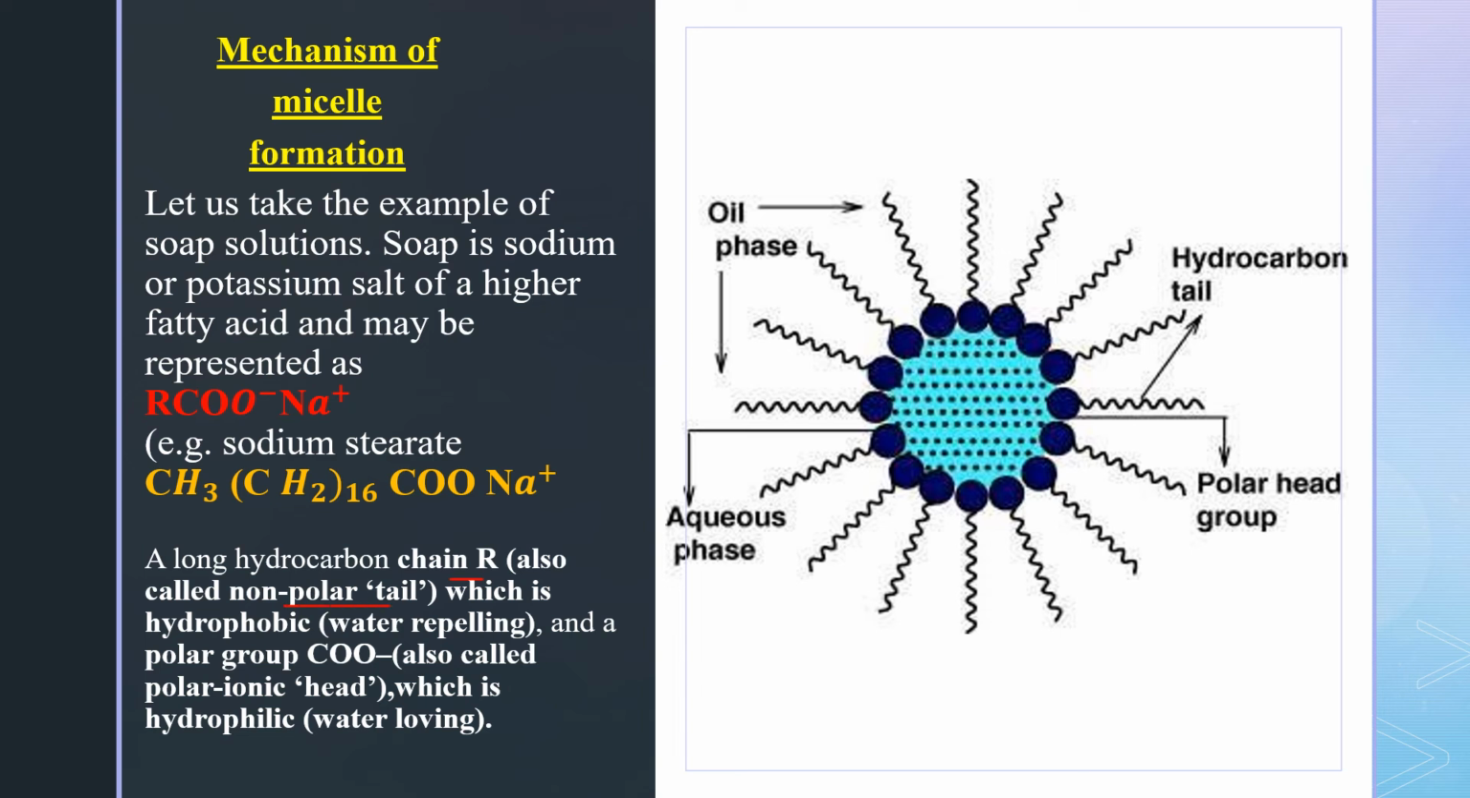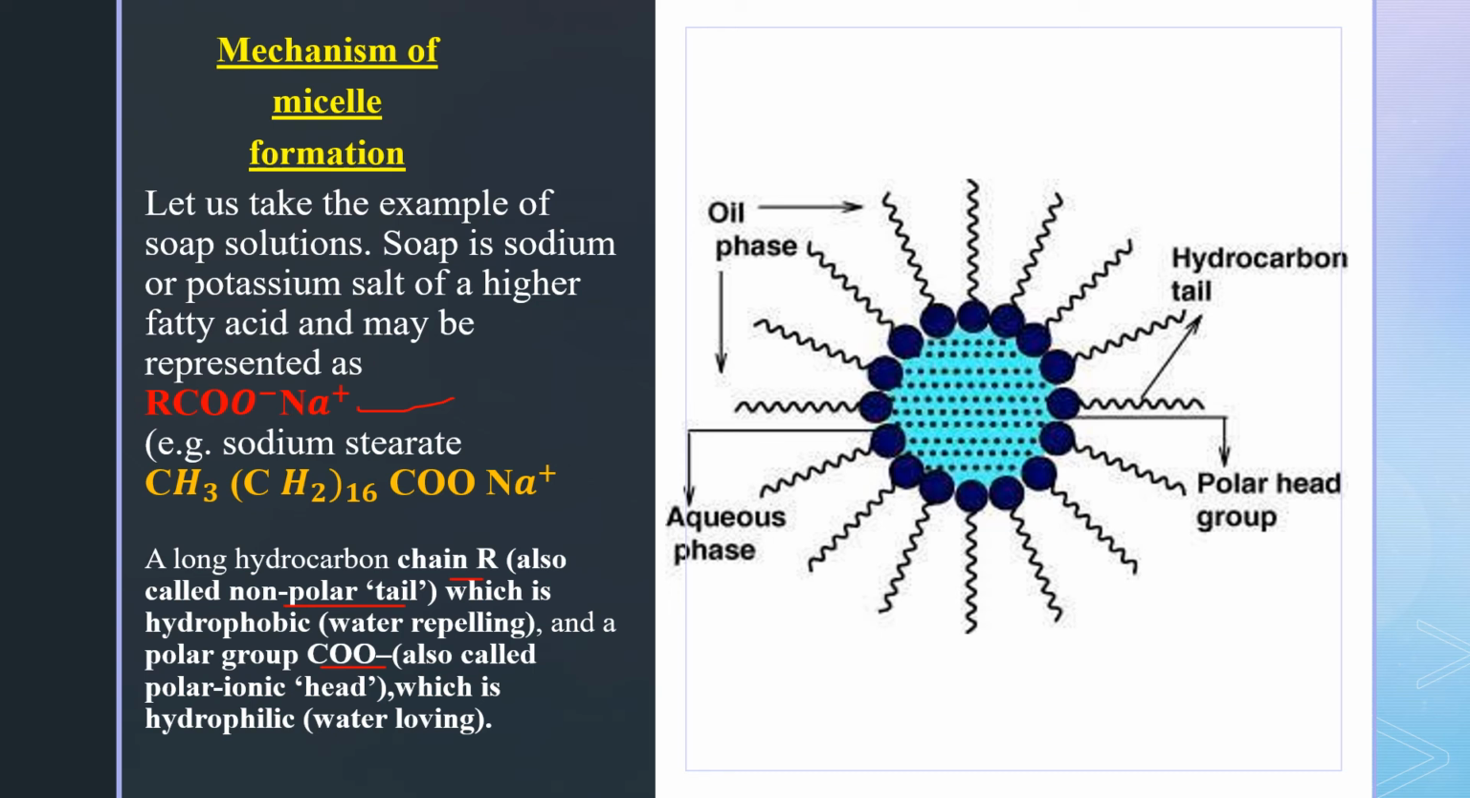It is a non-polar part and it is known as the tail, which is hydrophobic. This hydrocarbon part is hydrophobic in nature, meaning water repelling. Hydro means water, phobic means repel or hate. And the polar group is COO negative. In this salt, the polar group COO negative is also known as the polar ionic head, which is hydrophilic. Hydro means water, philic means affection or love. It means it is water loving.